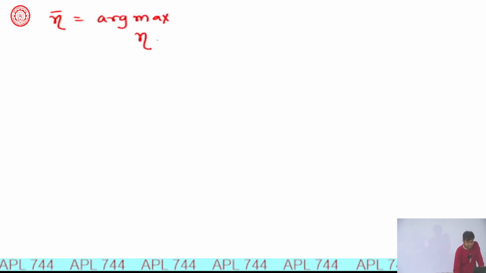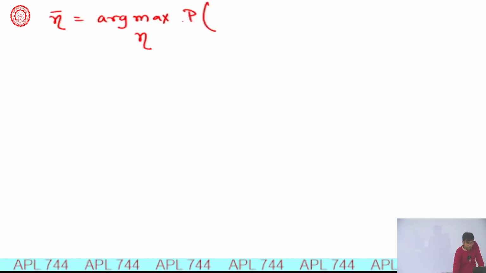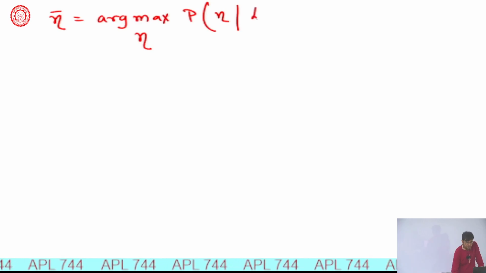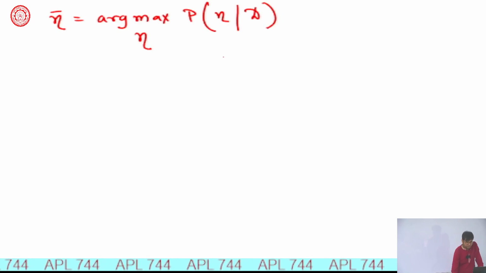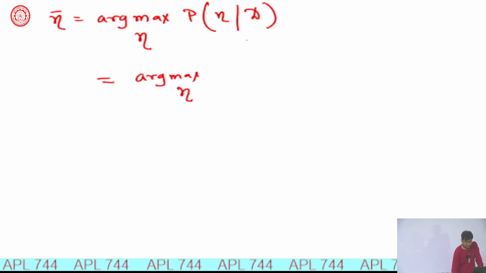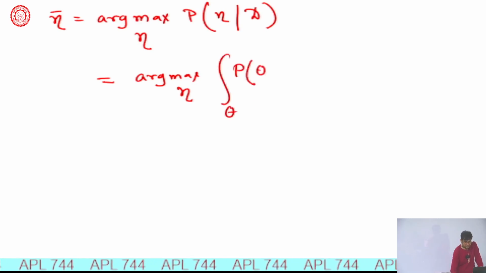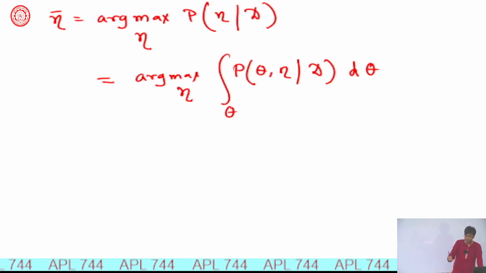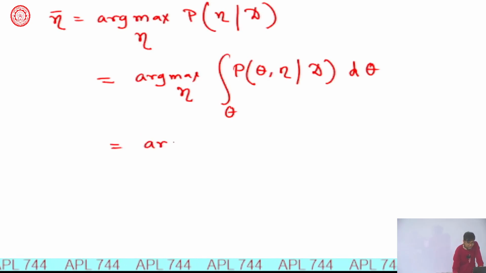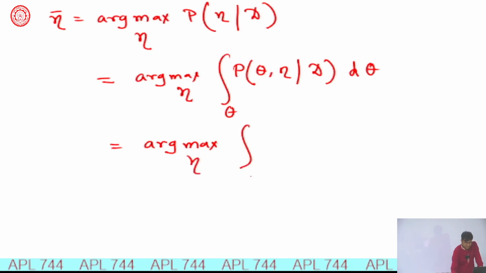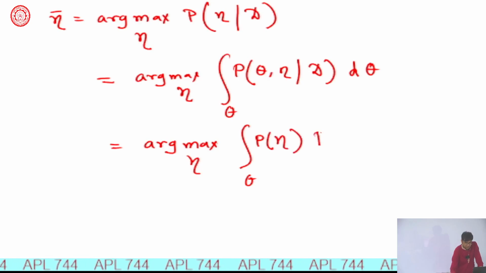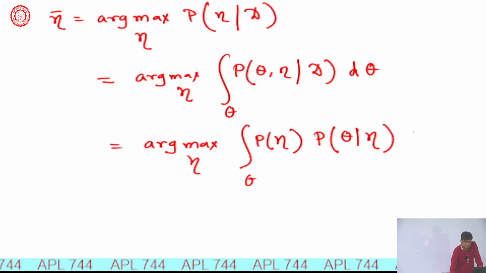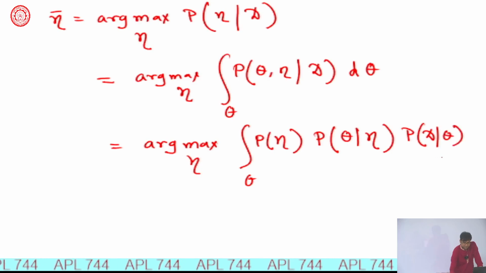Eta bar, I said, is equal to arg max over eta of probability of eta given d, which is equal to arg max over eta of, what is this equal to? The integration over theta of probability of theta comma eta given data. Then you use the Bayes law that I wrote earlier: arg max over eta, integration over theta, probability of eta, probability of theta given eta, probability of d given theta, d theta.